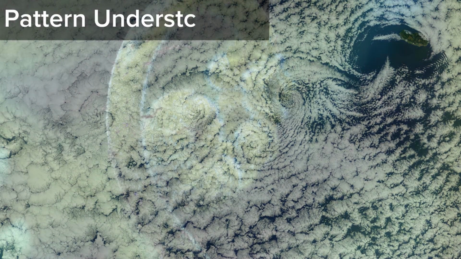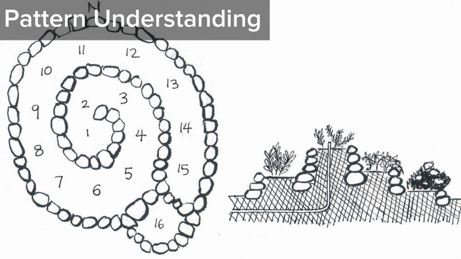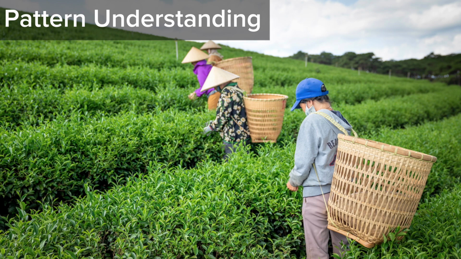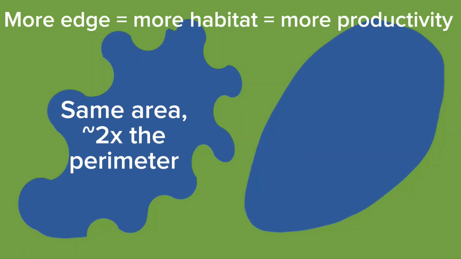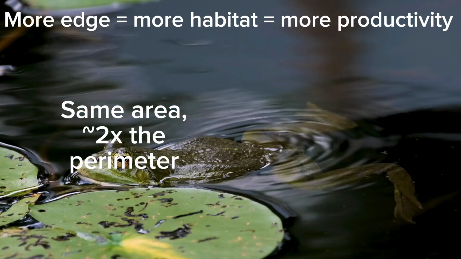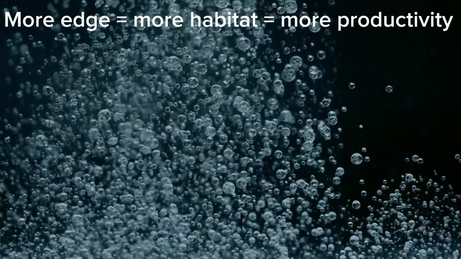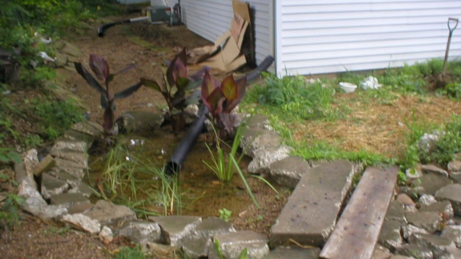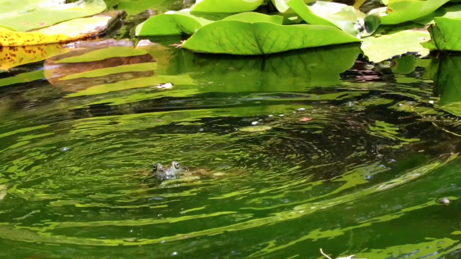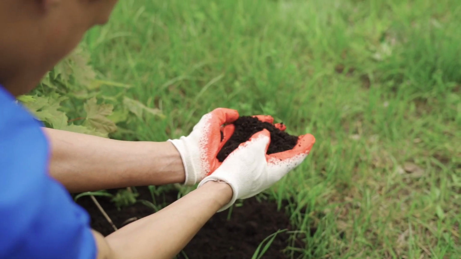Permaculture uses pattern understanding to arrange earthworks, structures, and plantings for maximum productivity. For example, making a pond edge wavy rather than straight provides more habitat for amphibians and shallow water plants. This increases its oxygenation, biofiltration, and pest control for higher yields of fish, water plants, and soil.